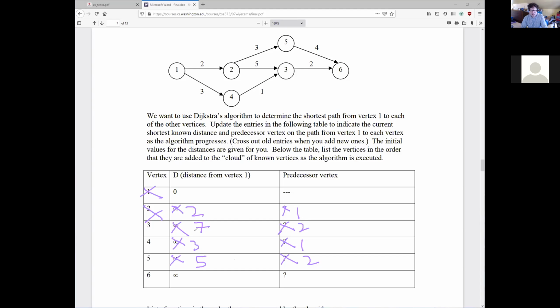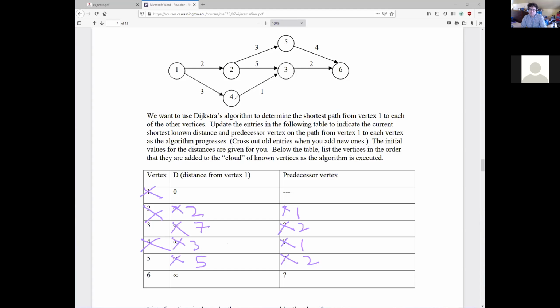Now let's see what is the smallest of the ones we haven't checked. 7, 3, 5, infinity. Which is the smallest? 3 is. You see again why I hate using numbers for nodes. Which is the smallest? 4 is, with a cost of 3. Of 2, 7, 3, 5, the cheapest distance is 3 for node 4. That's what we're going to do next.